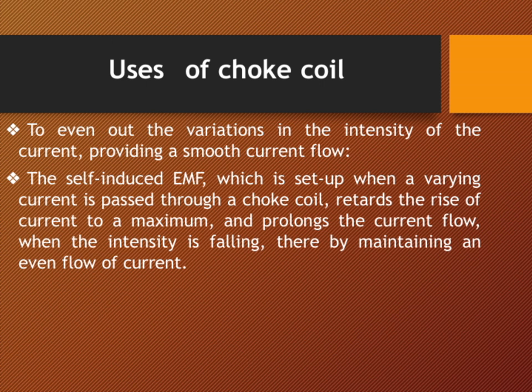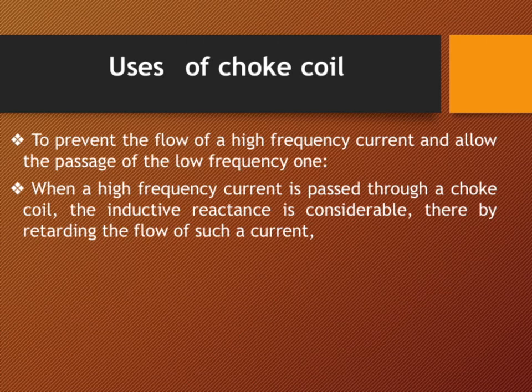To prevent the flow of a high-frequency current and allow the passage of the low-frequency one, we use a component called a choke coil. When a high-frequency current passes through a choke coil, the inductive reactance becomes quite significant. This means it resists the flow of high-frequency currents, effectively retarding or blocking them.